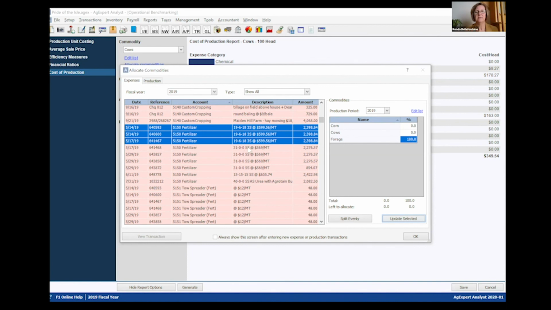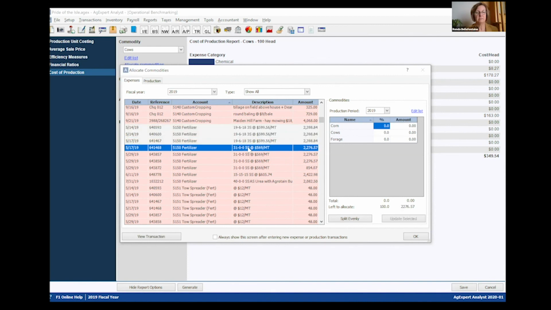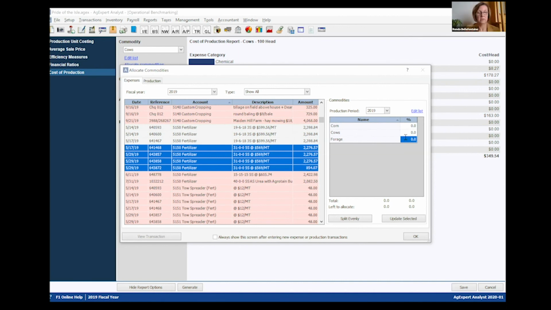And then I can say this, maybe these were applied also to the forage crops. Gonna update that. And we'll say that these 2 went on the corn. So do you see what I'm doing here? I'm going through my list of expenses and I'm allocating them to the crop or to the livestock grouping that I want those costs to be allocated to.